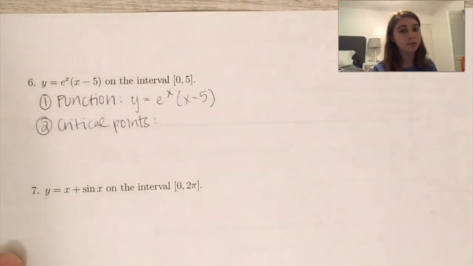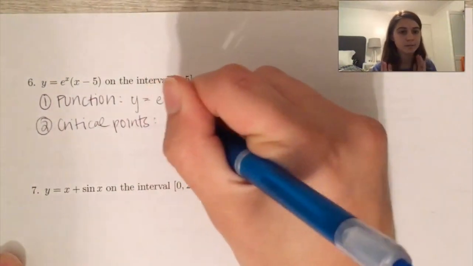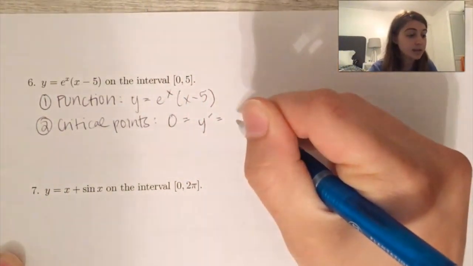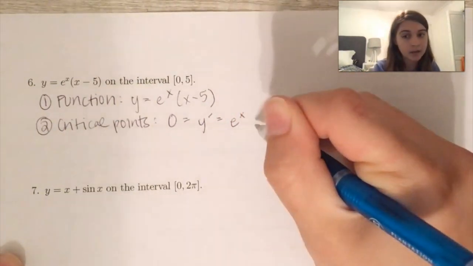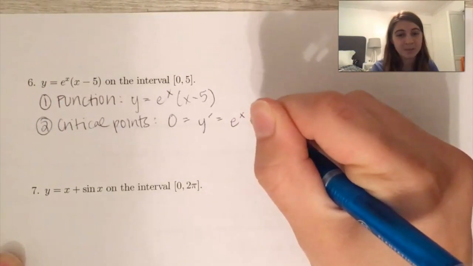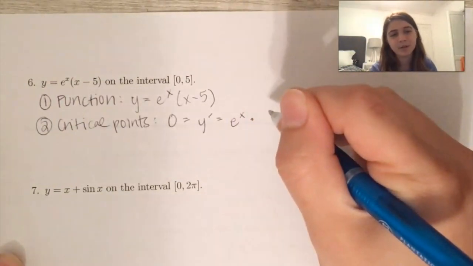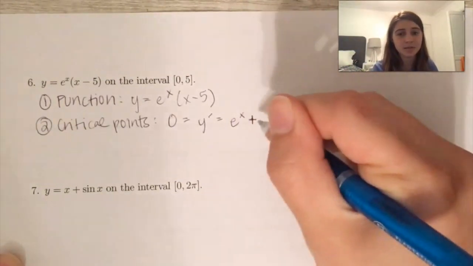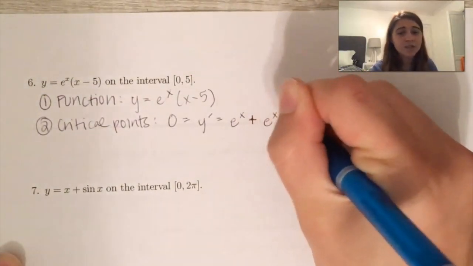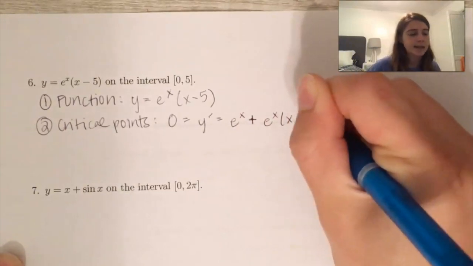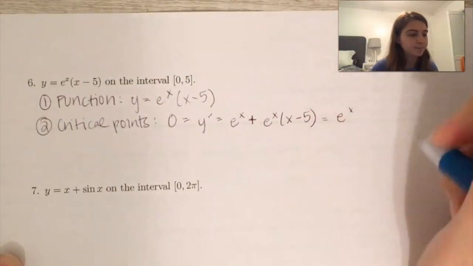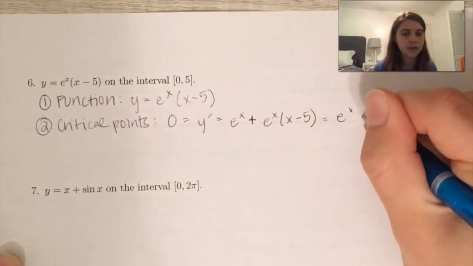So 0 equals y prime, so derivative set equal to 0. And that is e to the x plus e to the x times x minus 5. But I definitely wrote it as multiplied here because I was having a brain fart, so forgive me. I will eventually realize it's plus and fix it. And that's e to the x times x minus 5. And then we want to go ahead and simplify that.